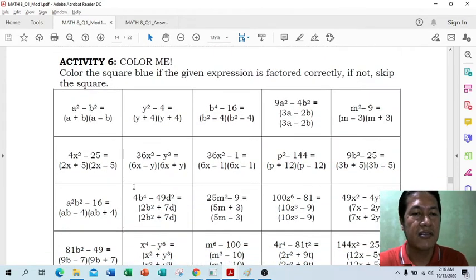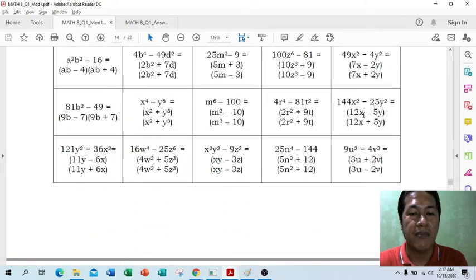Activity 6, color me. Color the square blue if the given expression is factored correctly. If not, skip the square. Okay, blue na ni siya. Okay, copy and answer niya. 1 whole. Blue. Kani? Dili ni blue. Skip na siya. Kani? Dili gyapon blue. Kani? Dili gyapon blue. Kani? Blue. Okay. Color man lang. Copy and answer.